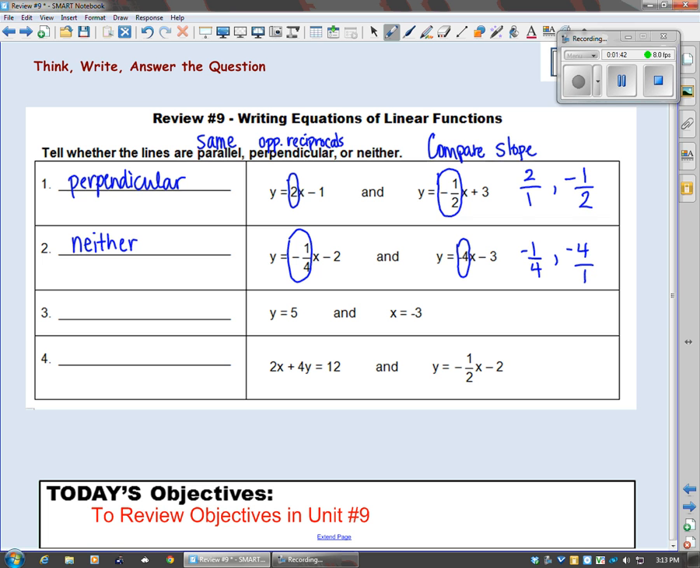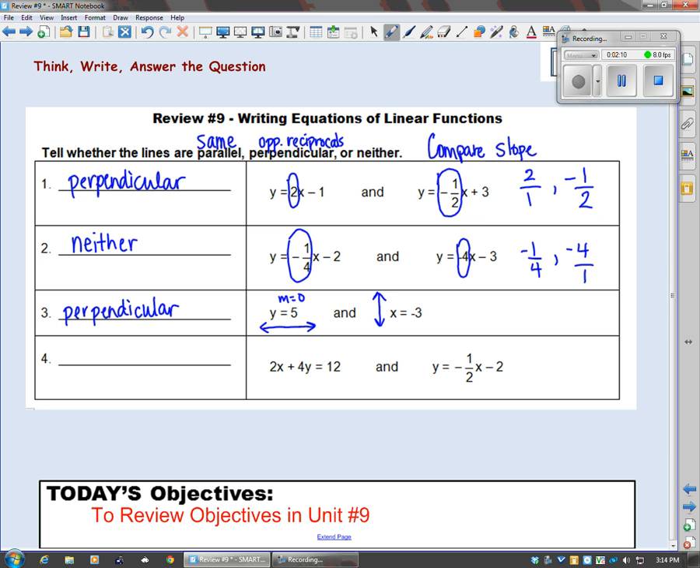Number 3 is a little bit tricky, and you may not get it right off the bat. If you look at y equals 5, technically that is a slope of 0. Okay, that is a horizontal line. X equals 3, you notice it doesn't even have a y. There's no y-intercept. This has an undefined slope. So even though you may not know it right off the bat, you need to know, now that I've told you, that these are perpendicular.